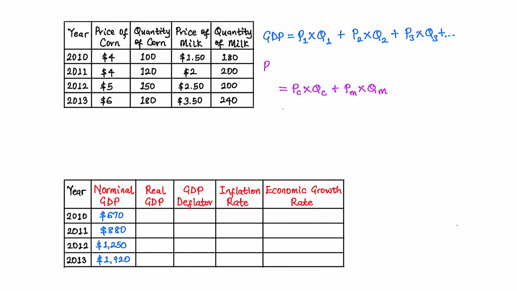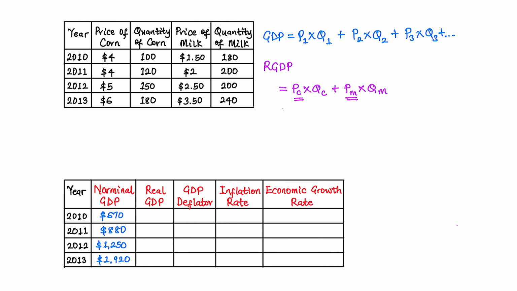Next, we are calculating the real GDP for each year. And as we've mentioned before, the calculation of the nominal GDP and the real GDP are exactly the same thing. The formula or the approach is the same. The only difference comes in which price we are going to use. So for the nominal GDP, we use the prices of each year, but for the real GDP, we use the price of the base year.